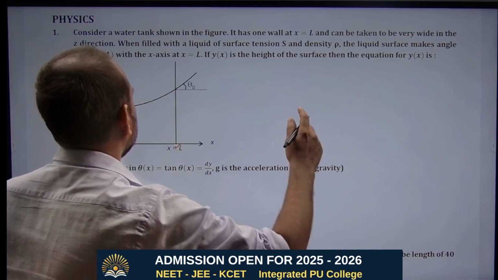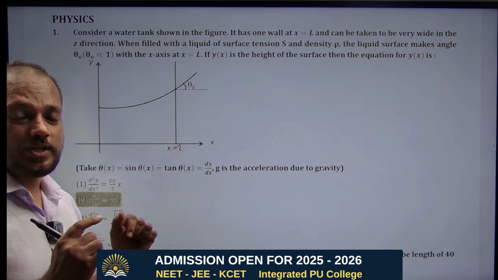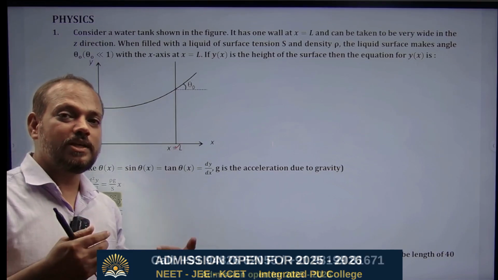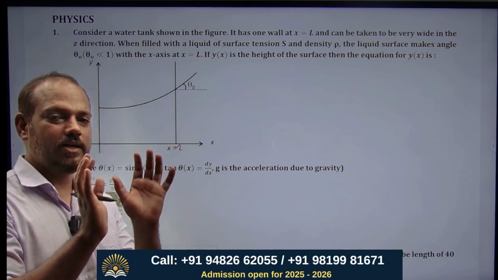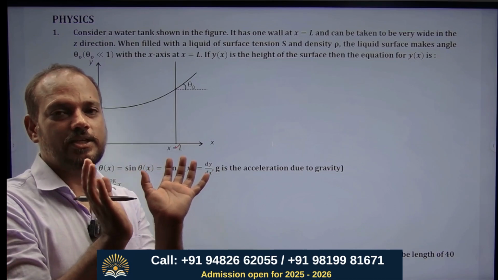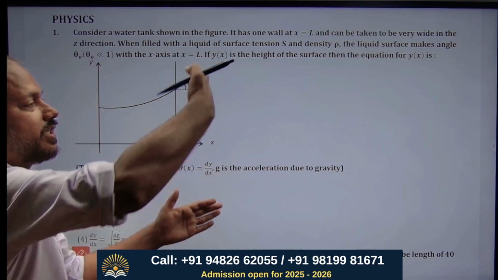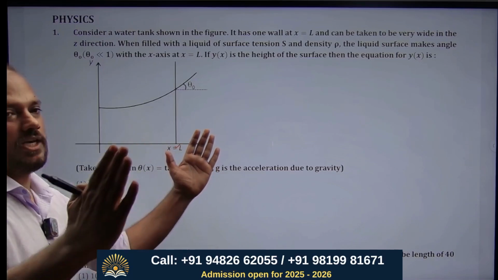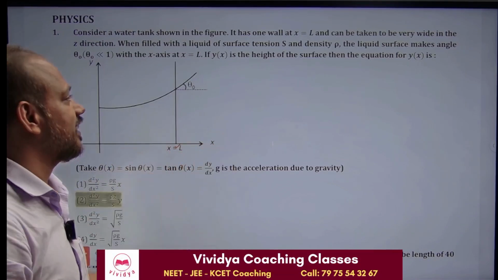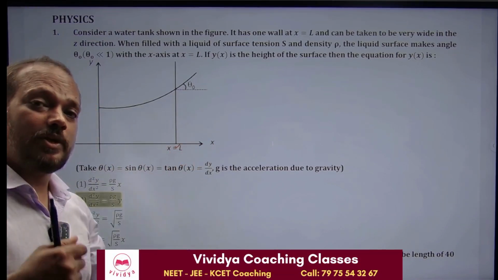What is important to note here is that what you regularly study is usually a meniscus which is considered to be spherical. But here, imagine the meniscus will not be spherical and it is elongated in the z direction, right? So our normal formula may not work.